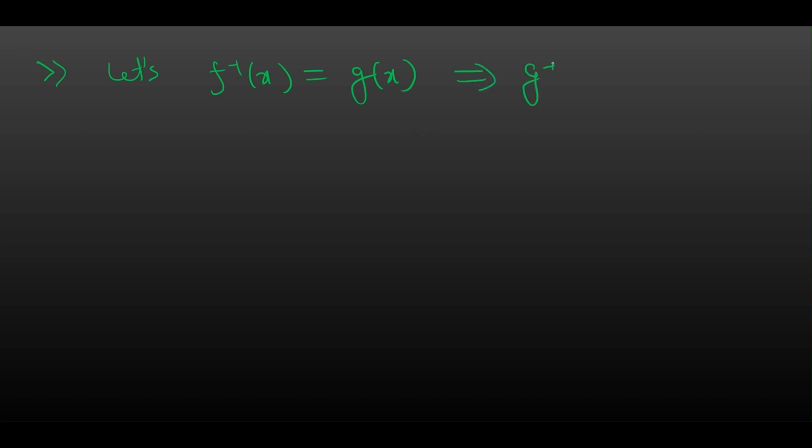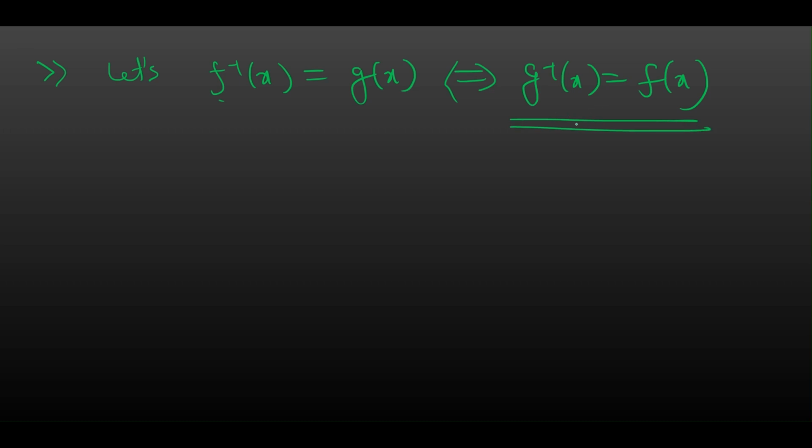This implies that g inverse of x is f(x). Right? The two functions are inverses of each other. If the inverse of f is g, that also implies that the inverse of g is going to be f. So I'm going to use this equation.